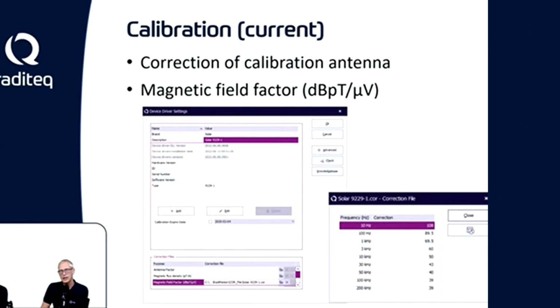As I already said, it is important to have the correct magnetic field factor correction attached to the calibration antenna. That magnetic field factor should be specified in a correction file in RadiMation, and it should be specified in dB picotesla per microvolt. These values can be retrieved from the datasheet from the manufacturer of the receiving magnetic field loop antenna, and can be entered inside a correction file in RadiMation, where the correction file is just a frequency column and a correction column, which includes the correct values expressed in dB picotesla per microvolt. Then in RadiMation, it can be attached to the magnetic field factor correction file of the antenna device driver. And in the screenshot, you can see that it is the third correction file that can be selected for the antenna.